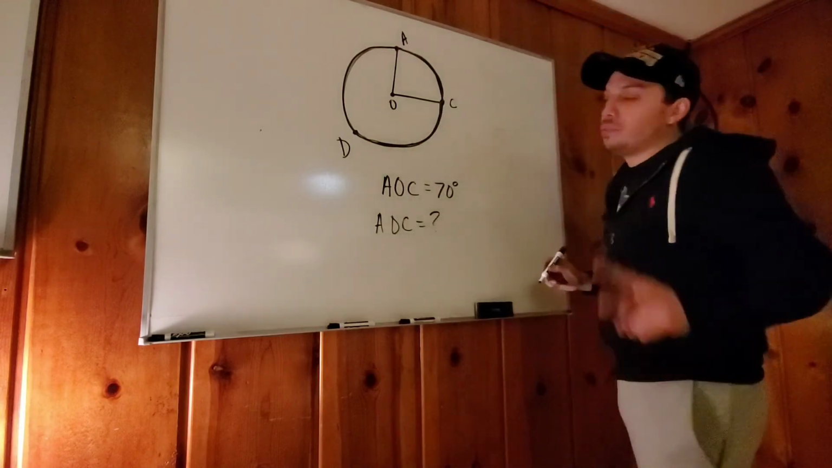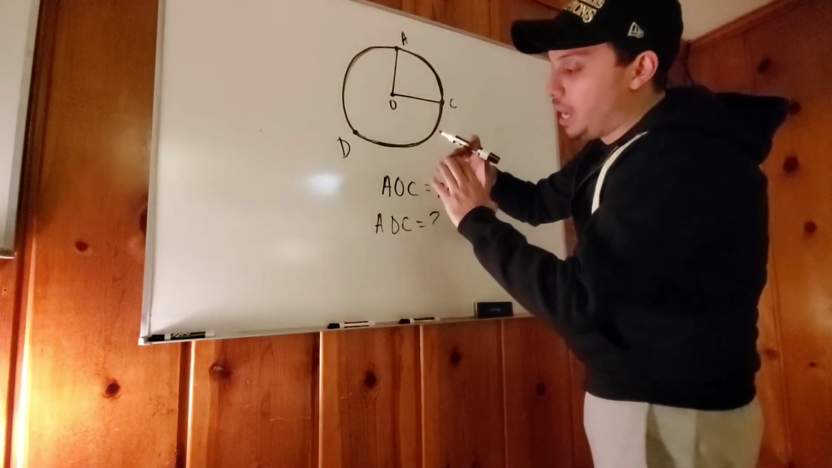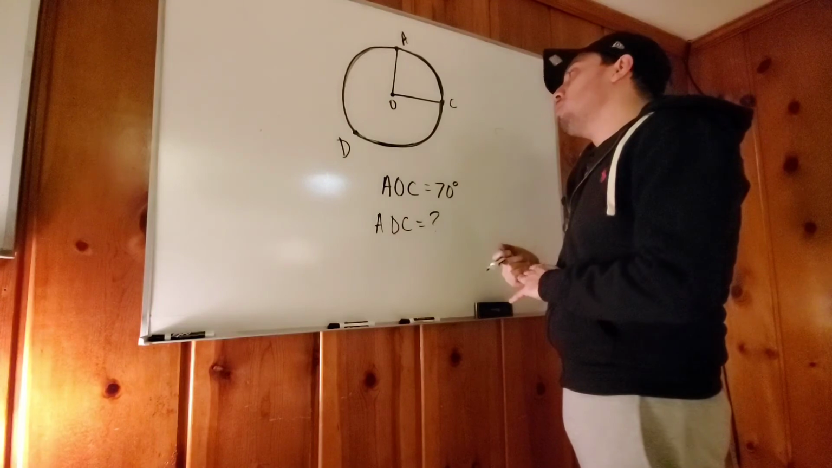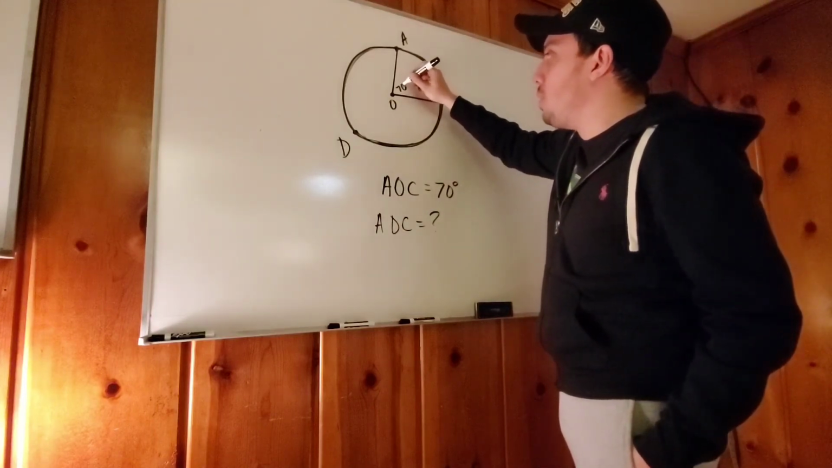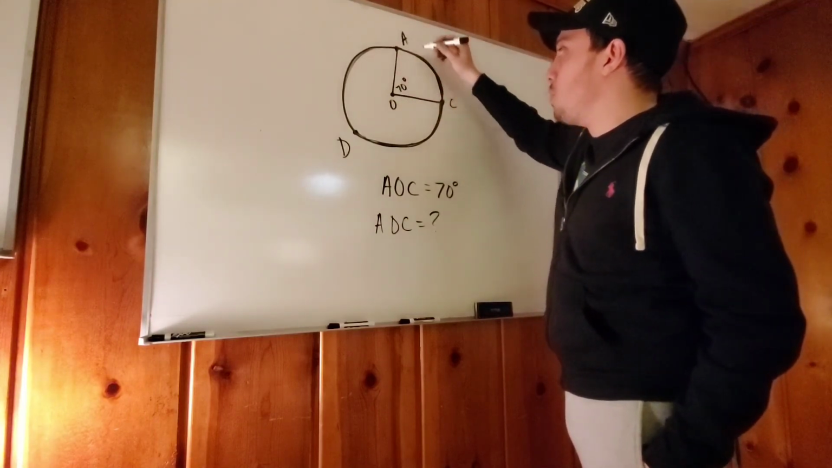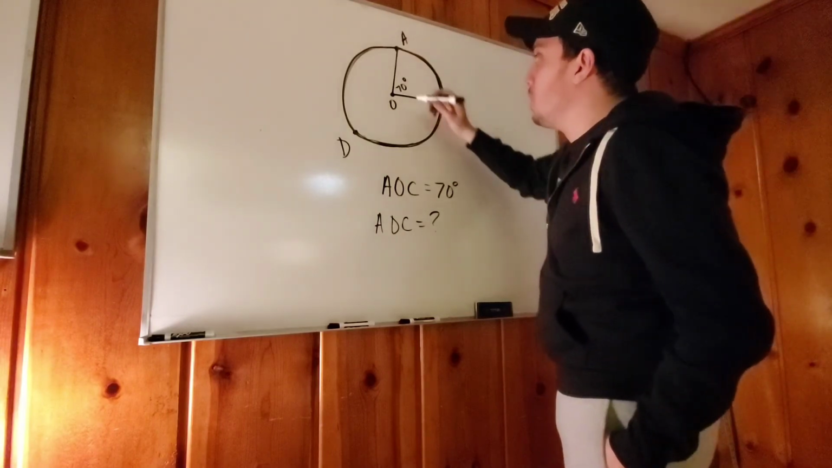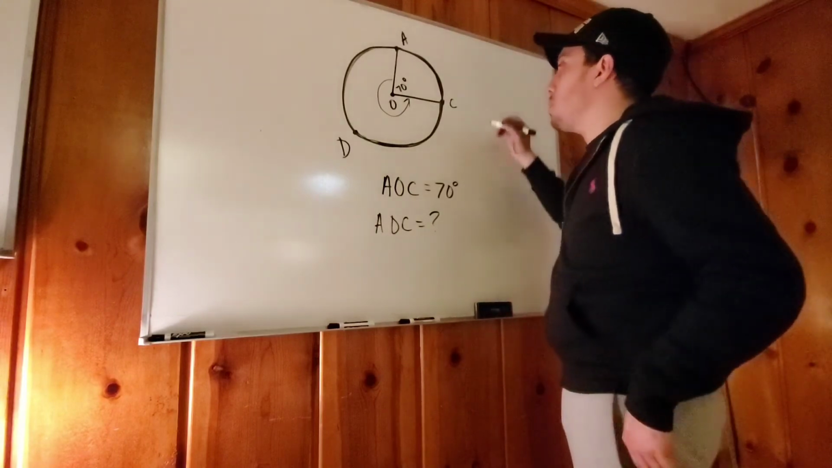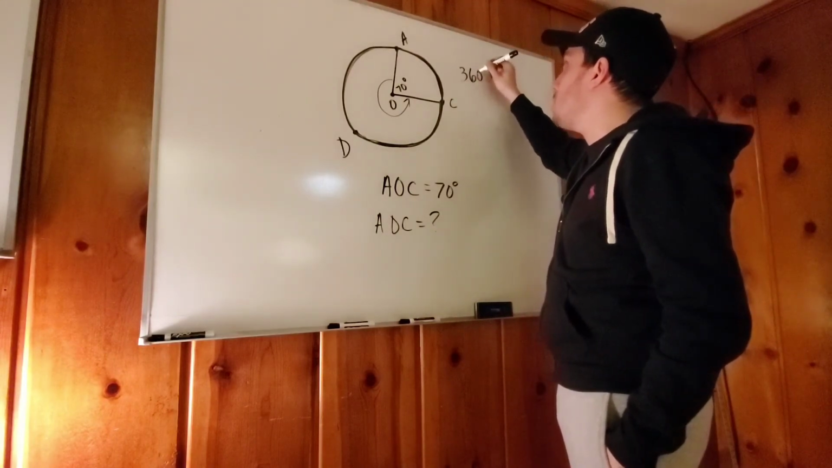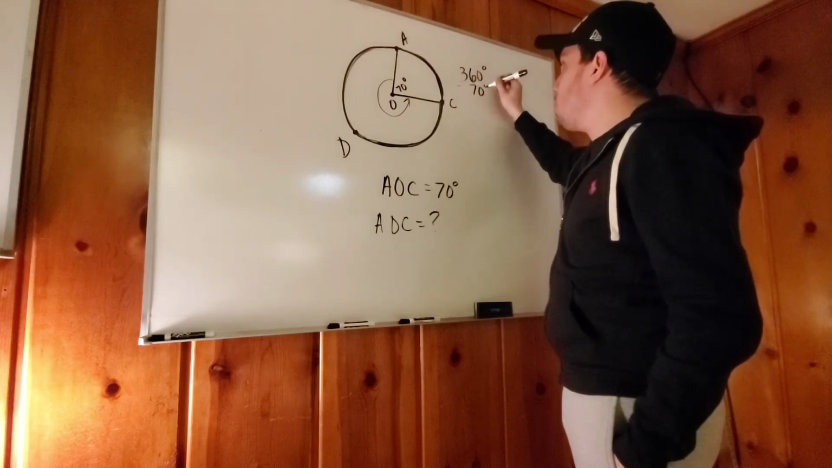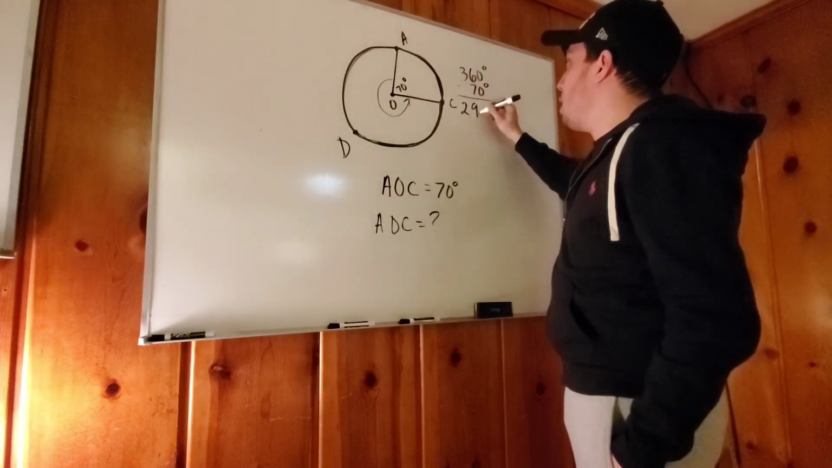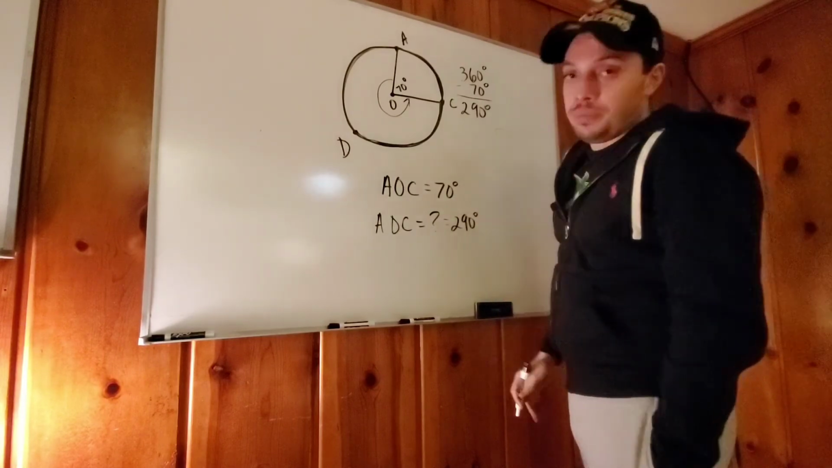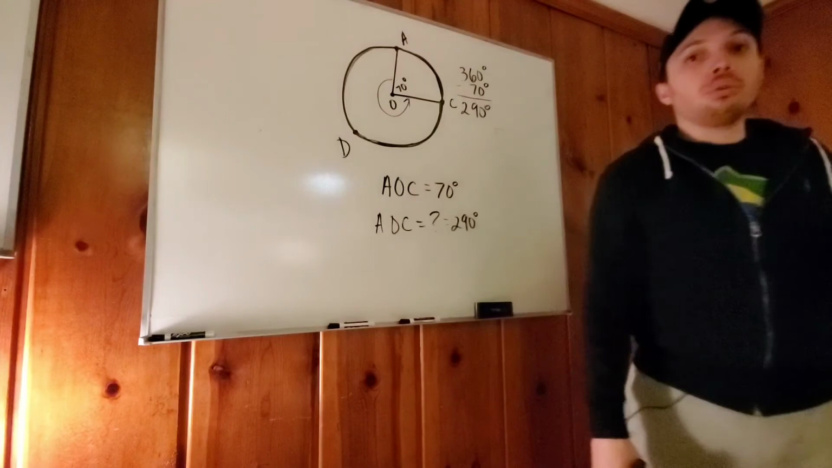Beautiful. All right, so we have two arcs, right? And the two arcs add up to give us the circumference, or the surrounding part of the circle. So they say that the measurement of AOC is 70 degrees. They're asking us, what is the measurement of the rest of the circle? That is pretty easy, because we know all circles measure 360 degrees. So we subtract 70 degrees, and we get 290 degrees, and that's it.